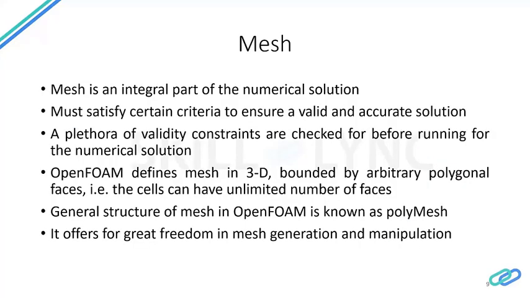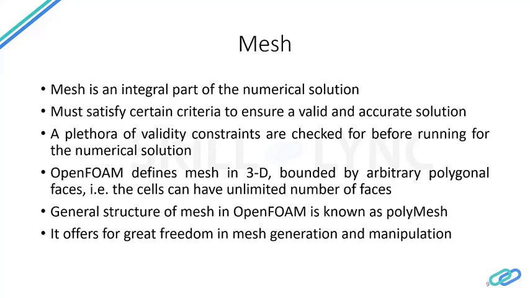Mesh is a very crucial part of any discretization study. Mesh is defined on a geometry as a set of points, coordinates. Now, this is done mostly on the cell faces or cell centers based on the type of solver that you are using. And these coordinates are then mapped onto a matrix to solve for the governing equation. All mesh must satisfy certain criteria, and we need to ensure that it is a valid, continuous, and accurate mesh. Plenty of validity constraints are checked for, namely, as I mentioned, orthogonal quality, skewness. These constraints are to be checked for before running for the numerical solution.